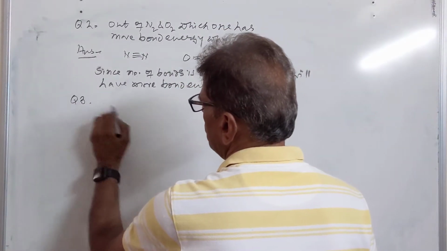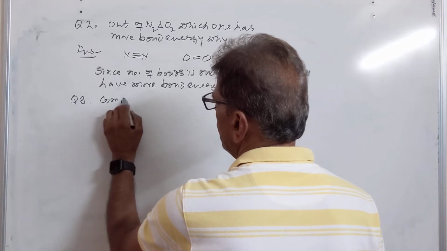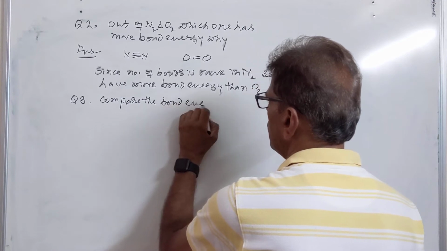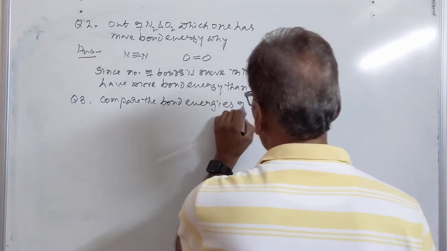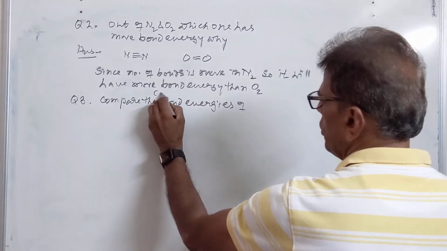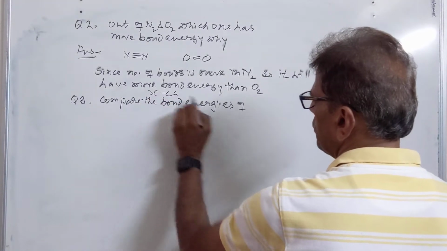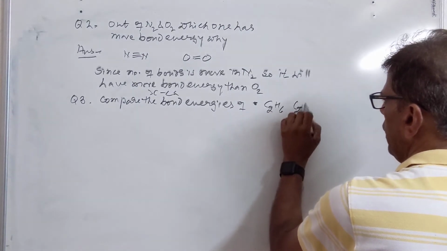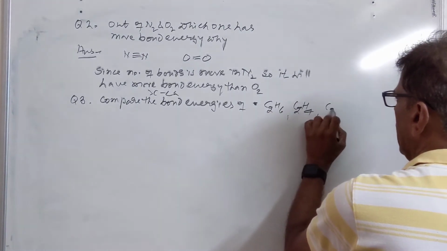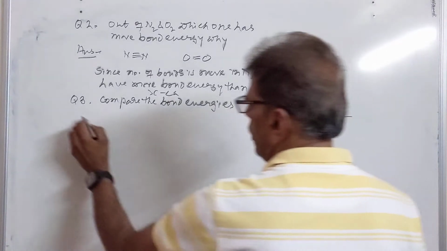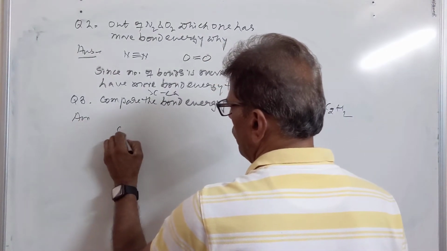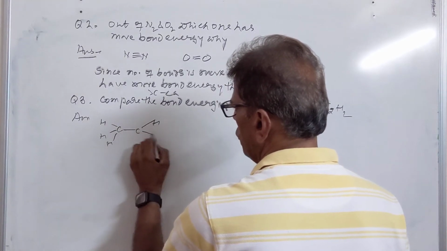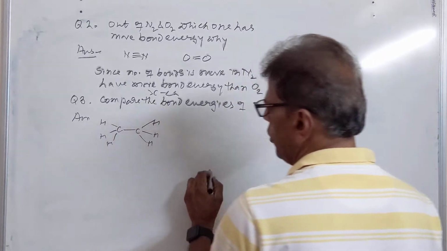So two bonds require less energy to break, and three bonds require more energy. Then we have the question: compare the carbon-carbon bond energy. We are talking of ethane, ethylene, and acetylene. So answer: if we see the structure of ethane, carbon is sp3 hybridized and all bonds are single.